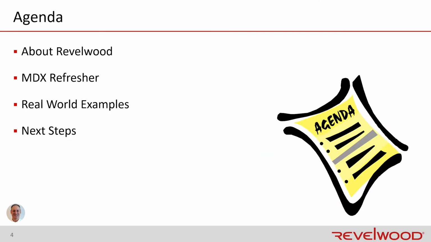So for a quick overview of the agenda of what we're going to be talking about for the next 30 or so minutes, we want to first start by introducing Revelwood, let you know a little bit about us and why you're here and why you'd want to listen to us. And before we deep dive into part 2, we're going to do a brief refresher. And when I say brief, we're definitely going to do a very brief refresher of what we had talked about in the previous webinar. The main focus of what we're going to do is the third bullet of the agenda, going through some real world examples of some customer challenges and how we were able to solve them using various iterations of MDX. And then we'll talk a little bit about some next steps.